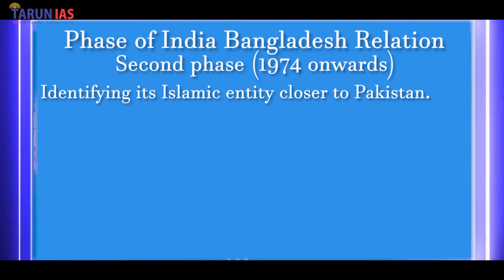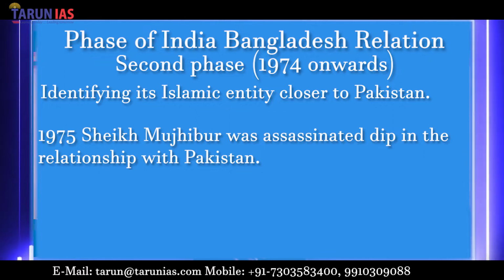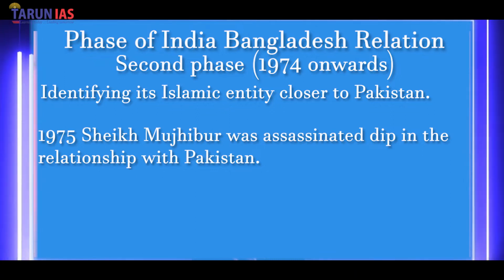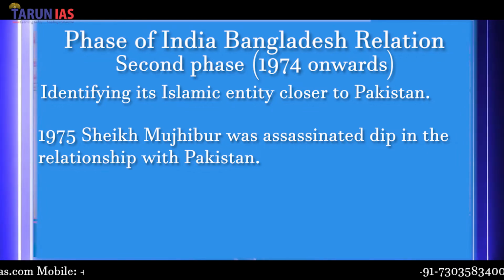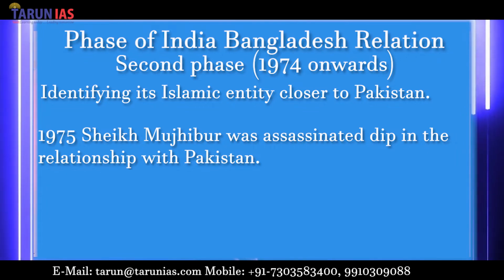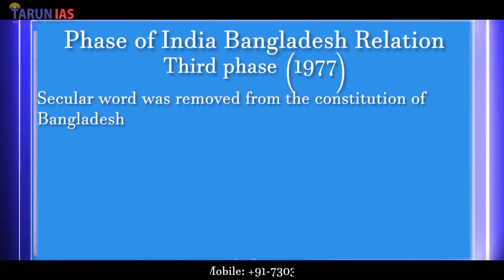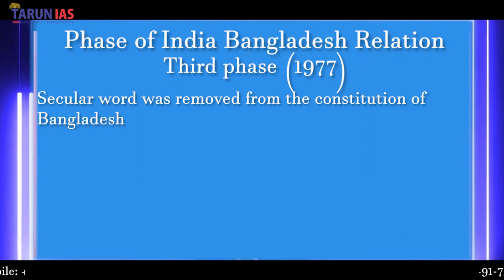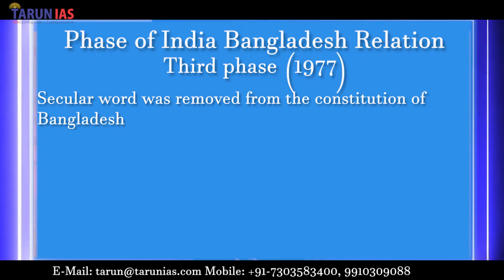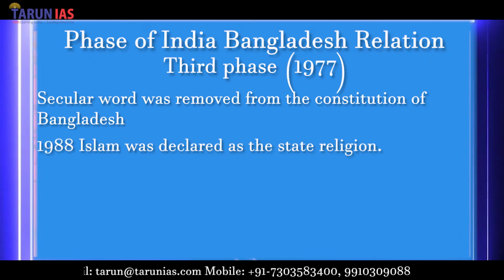So the tilt was going towards more of the Islamic countries. Then in 1975, Sheikh Mujibur was assassinated. And then we have seen that there has been a dip in the relationship between the two countries. Then the third phase, in 1977, where we saw something major: the word secular was removed from the Constitution of Bangladesh by the Fifth Amendment. And in 1988, Islam was declared as the state religion.